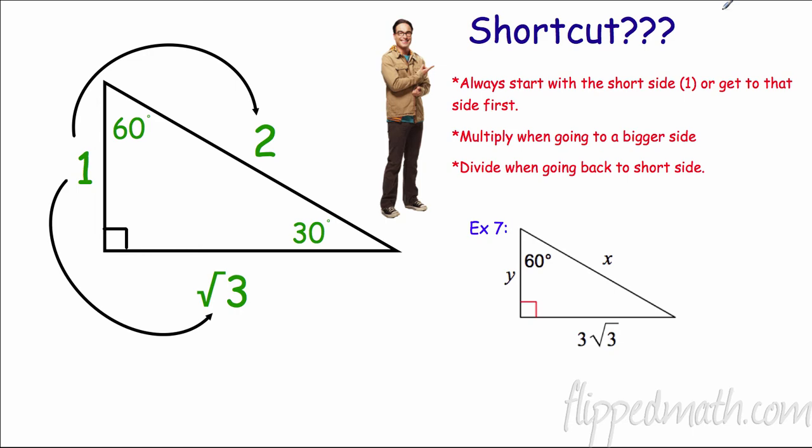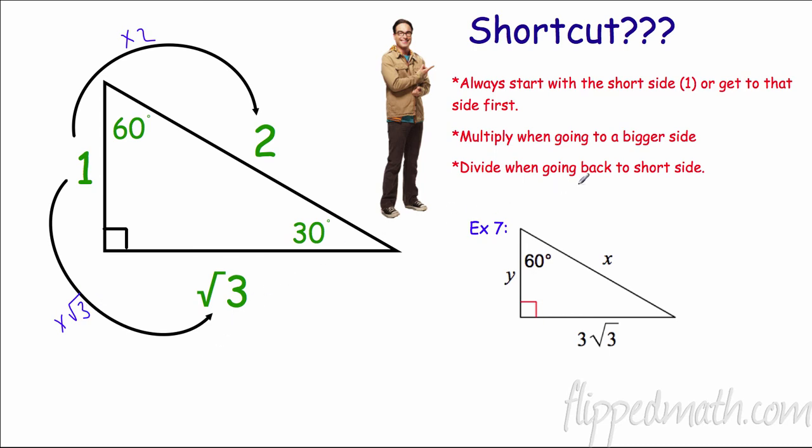Lots of you always ask me for shortcuts. So, shortcut: always start with the short side, or get that side first. I'm looking at using the 1 because 1 is a very nice number to work with. We're going to multiply when we go to a bigger side. So, for example, if I start with 1, when I go this way to the big side, I'm always going to multiply by 2. If I'm going from the short side to the middle side, I'm always going to multiply that number by radical 3.